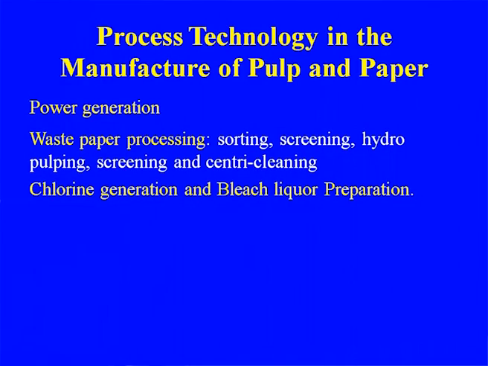Power generation, waste paper processing, because that has become a very important part in most paper making, wherever they are using the waste paper as such, or using it in the making of the duplex or the triplex board. So, sorting, screening, hydropulping and centric cleaning, these are some of the steps involved.